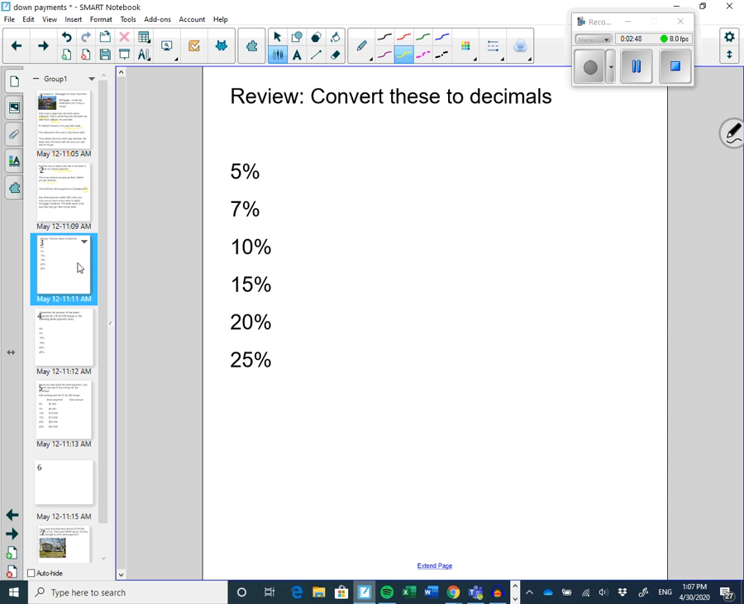Okay, so let's just quickly review here, converting to decimals. I'm pretty sure you guys know how to do this. So for example, 5% is going to be 0.05, 7% is 0.07, 10% is 0.1, 15%, 25%, and so on. Make sure that when you've got a single digit percent, it's 0.05 or 0.07. Okay, make sure you get that right.